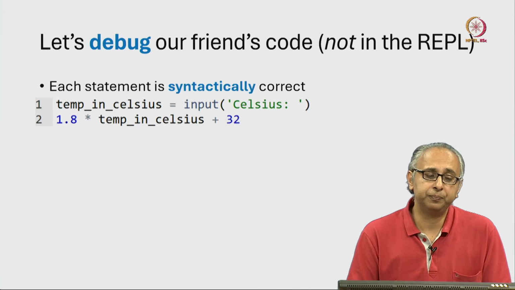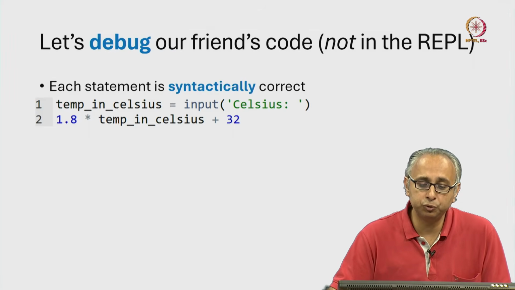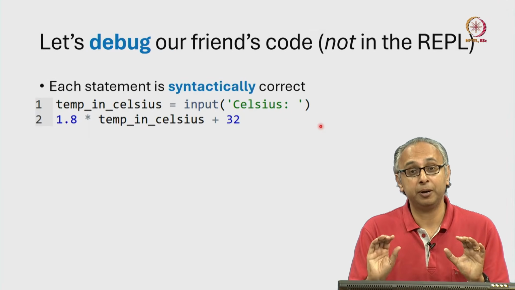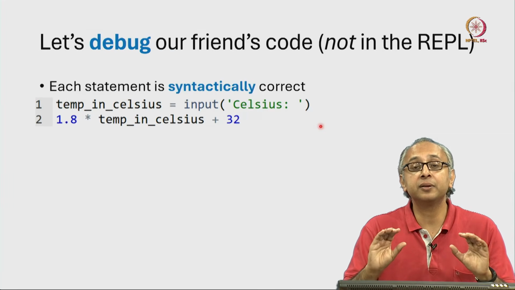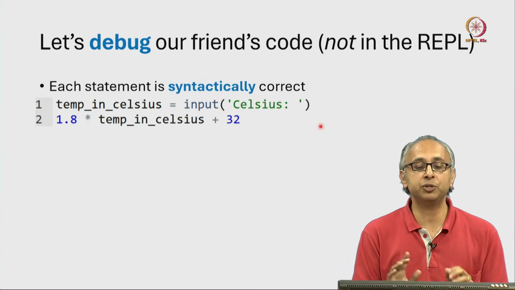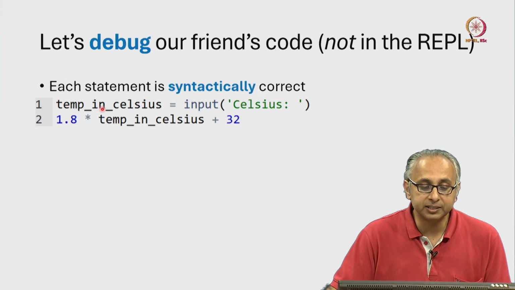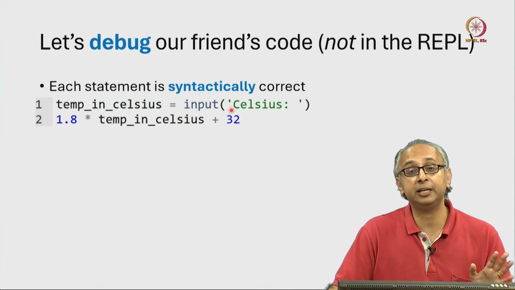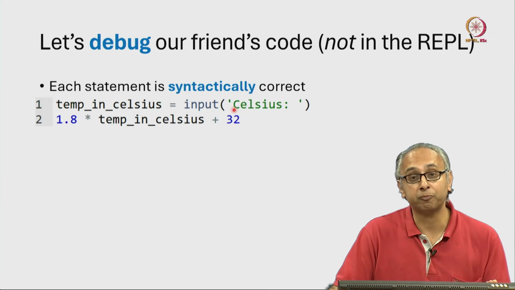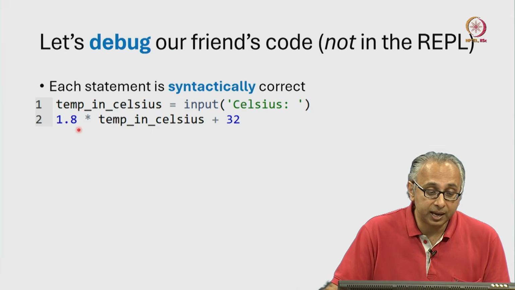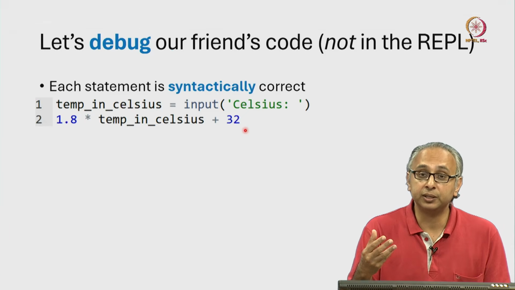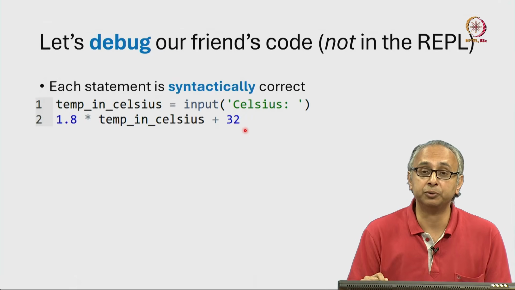I want to point out that each one of the two statements that our friend wrote is by itself perfectly correct Python syntax, meaning according to the grammar rules of the Python language, there is no error in a statement like this. This is a perfectly legal Python statement according to the grammar rules of Python. And then on line 2, this is a perfectly legal expression in Python according to the grammar rules.